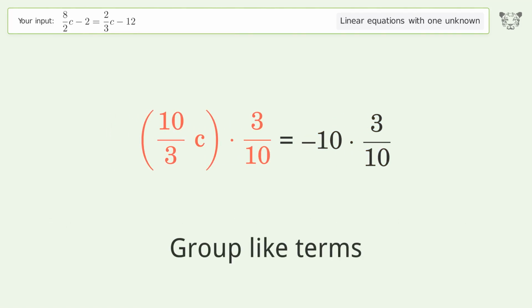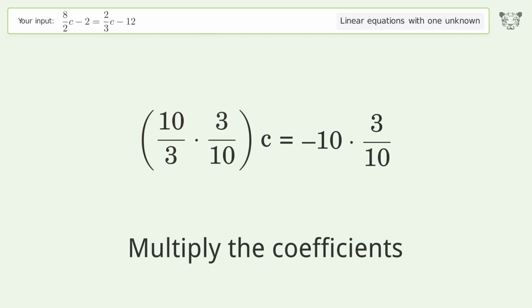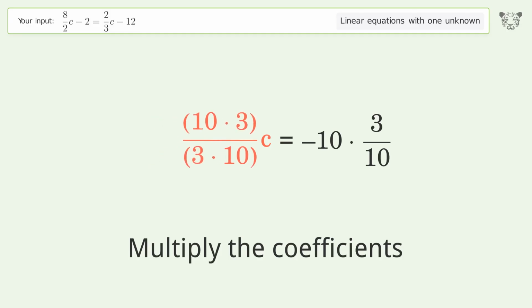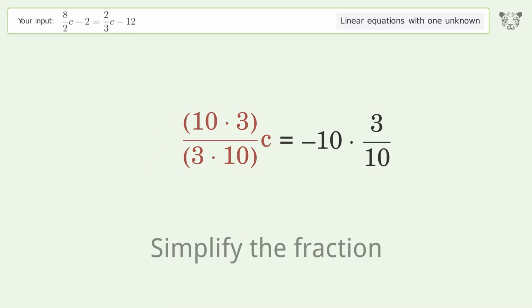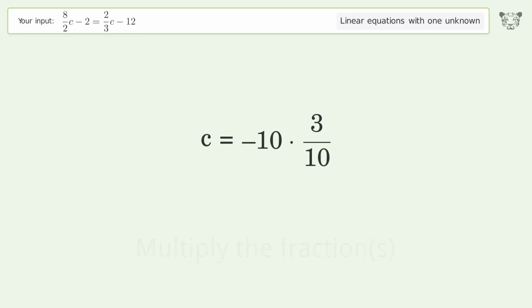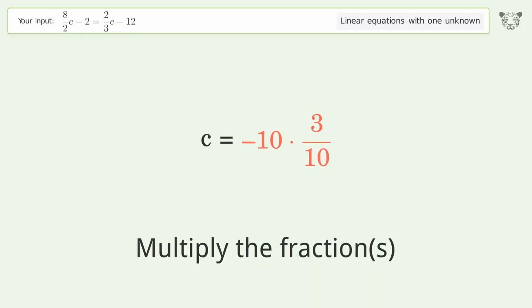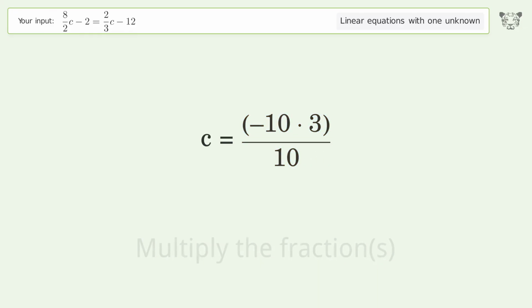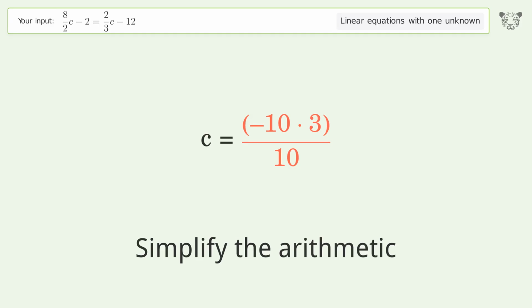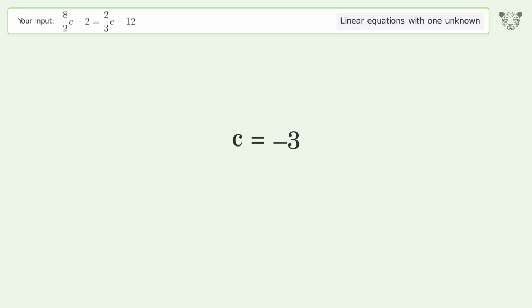Group like terms. Multiply the coefficients. Simplify the fraction. Multiply the fractions. Simplify the arithmetic. And so the final result is c equals -3.